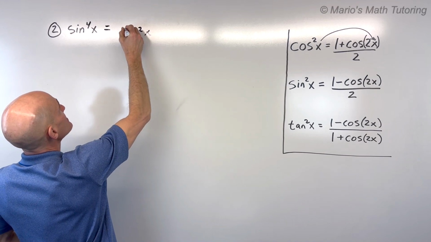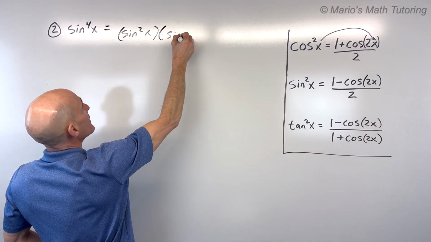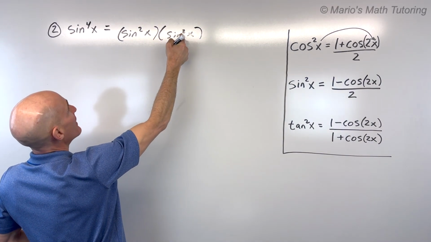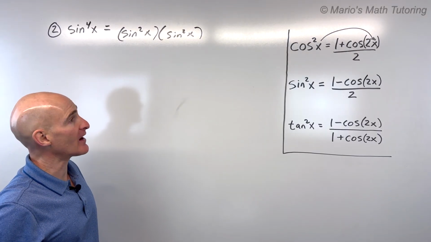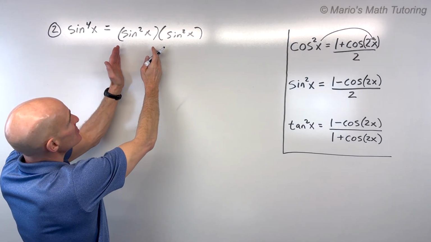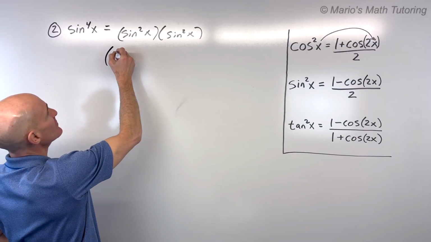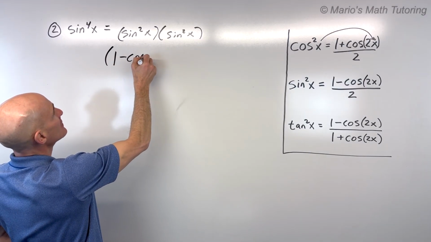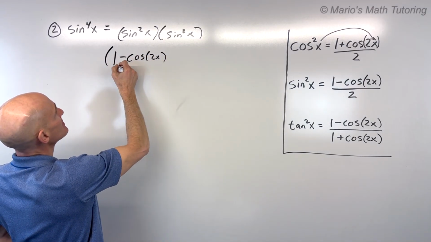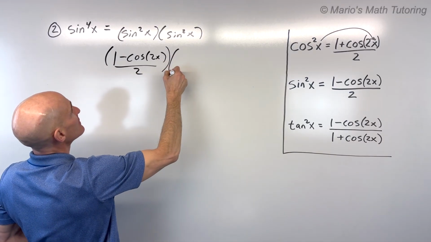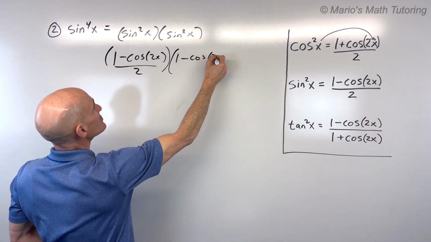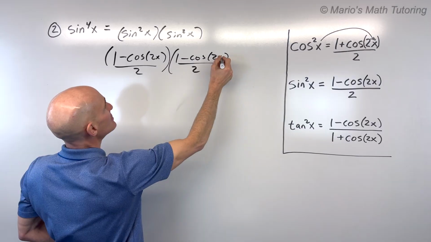Okay, so in this case, a sine to the fourth of x, that's going to be the same thing as sine squared of x times another sine squared of x. Again, when you multiply, you're going to add the exponents. That gives you back the sine to the fourth of x. Making our substitution now, we know sine squared of x is going to be 1 minus cosine of 2x divided by 2 times another 1 minus cosine of 2x divided by 2.